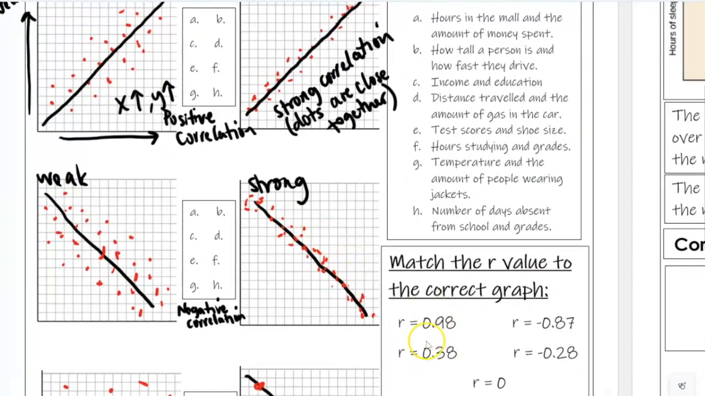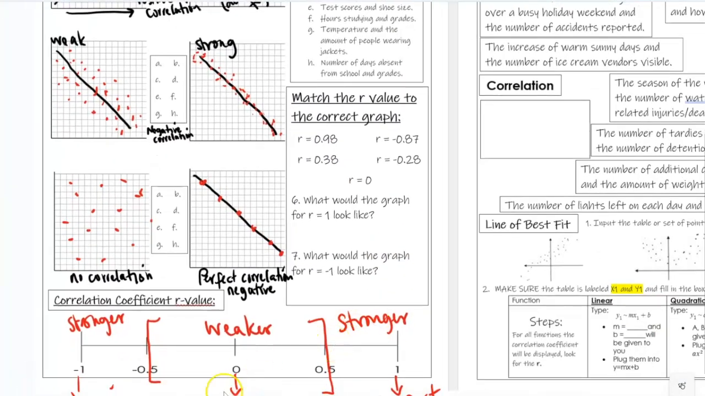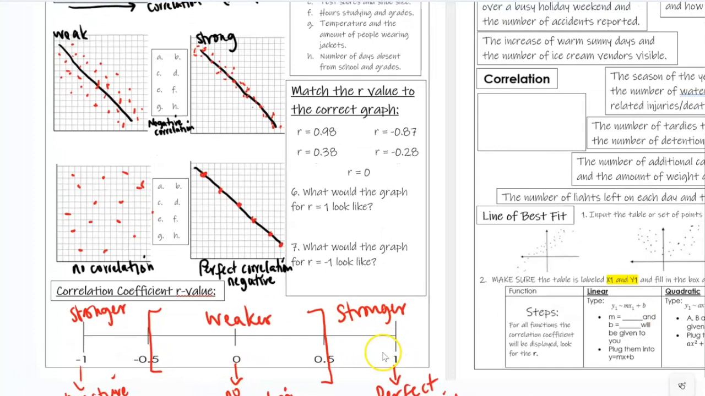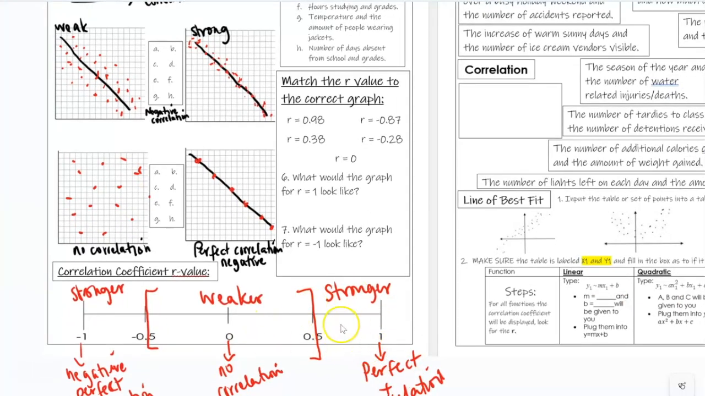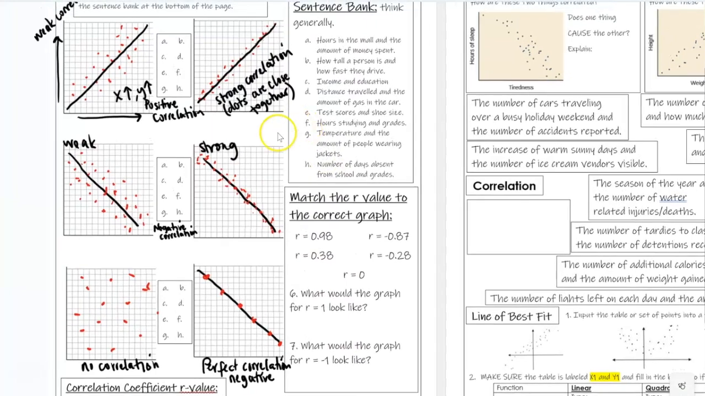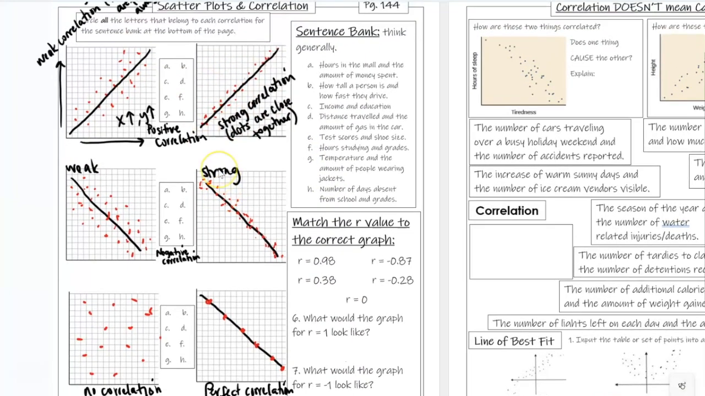R is 0.98. So again, 0.98 is positive. So we're on this side of the graph, which is going to be positive. And then it's close to 1, right? 0.98 is here, so this is going to be a strong positive correlation. Which graph would that be? A strong positive correlation is right here. So R equal to 0.98 will belong to this graph.